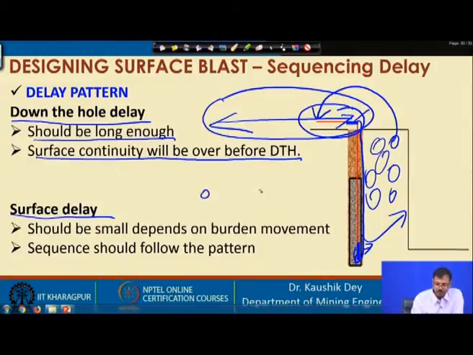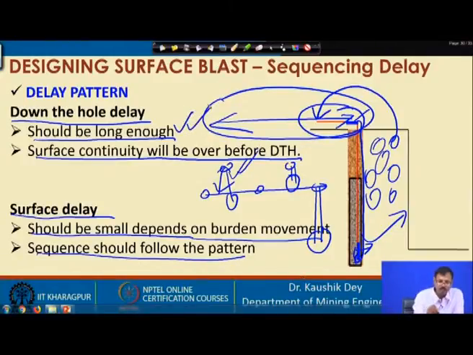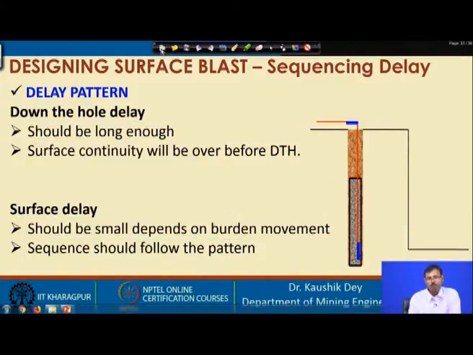So, while we are having these two rows of holes, the delay provided in the surface between the rows will remain the same as we are using the down the hole delay of the same amount in all the holes. So, basically the surface delay will remain the delay of the actual time of blasting, and surface delay should be used small depending on the burden movement. Sequence should follow the pattern in surface. Down the hole delay must be the same and it must be long enough, so that the complete surface blasting will be over before the first hole is blasted.